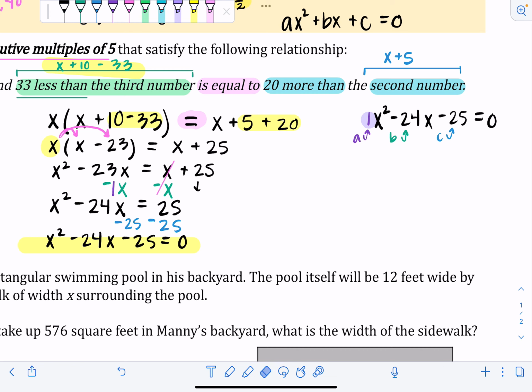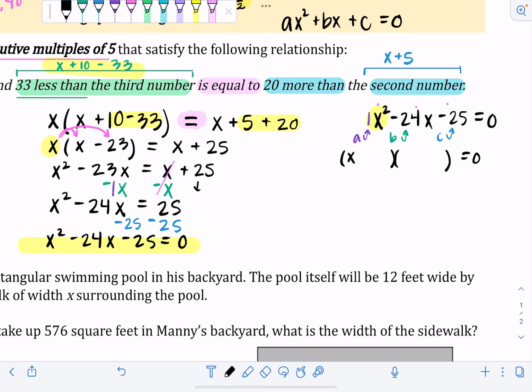Okay, so our shortcut is when we factor a trinomial, that's 3 terms, it's going to break down into 2 binomials. So we're going to set up our 2 parentheses and then equal to 0. Because this is just a 1x squared, it has to break down into x and x. There's no other possible combination. And then the way that we figure out what goes in the rest of the parentheses is we need to find c. So c is negative 25.